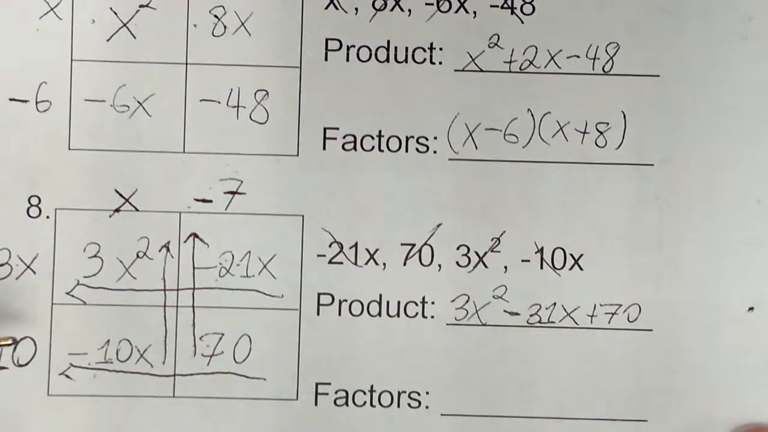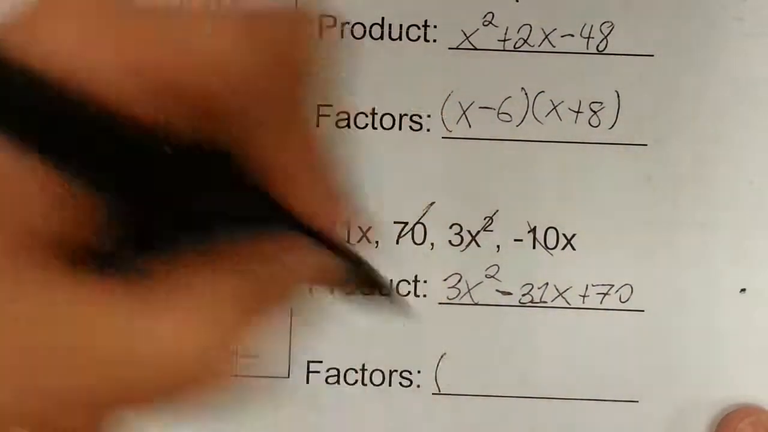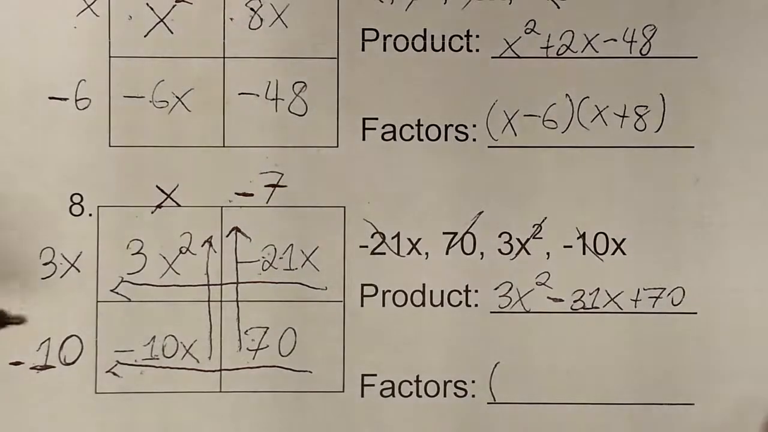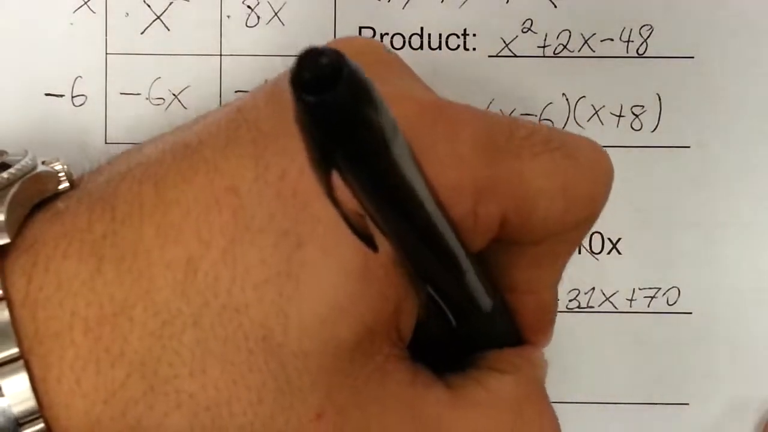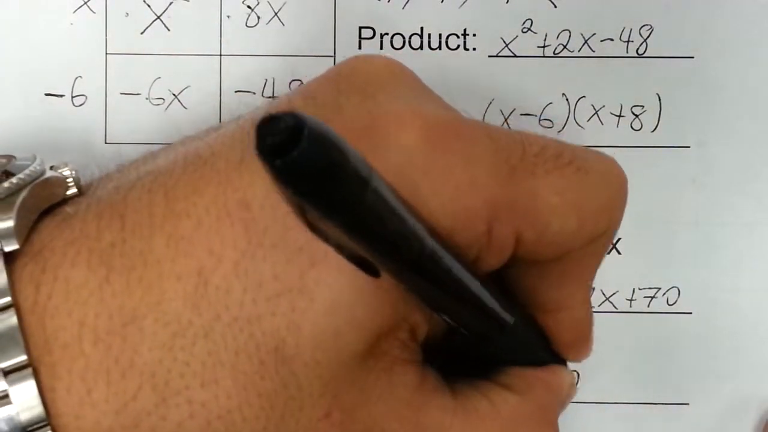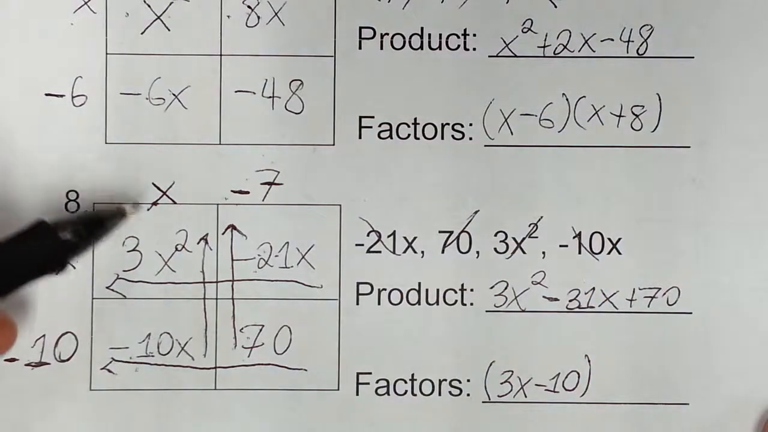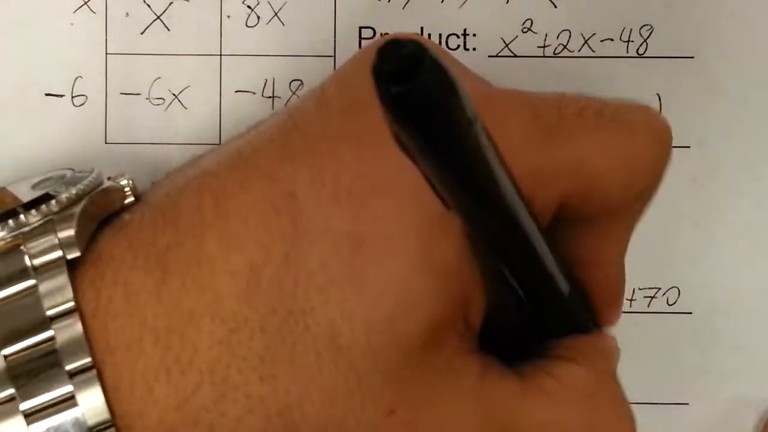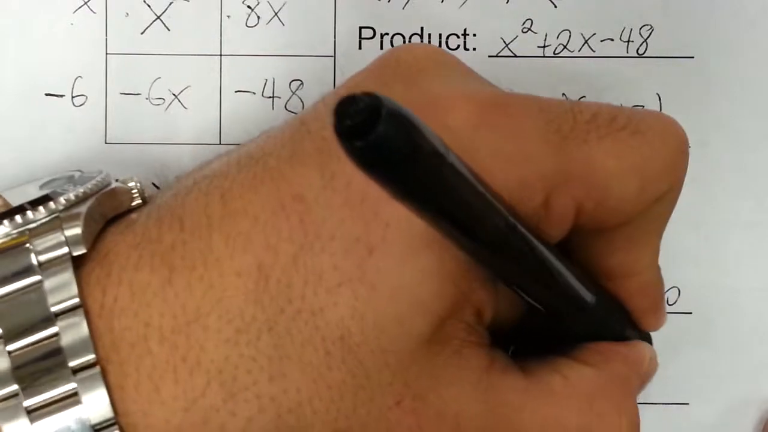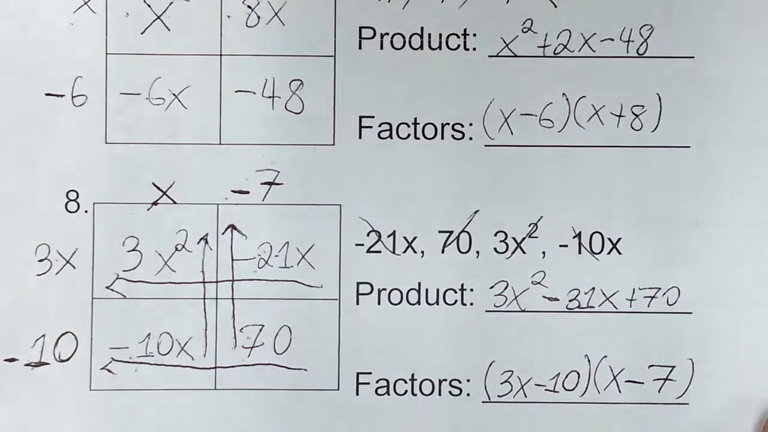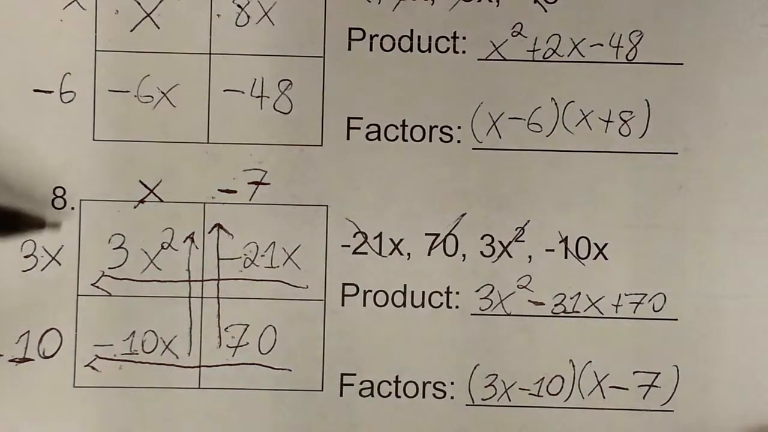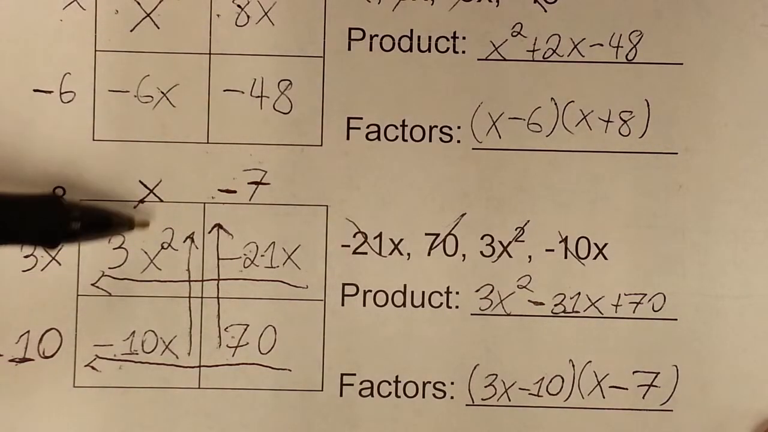And we already did the factorization process, so now it's just a matter of writing it. We've got a 3x minus 10. And an x minus 7. Hopefully now you have a little bit better understanding of how to do factorization with the box method.